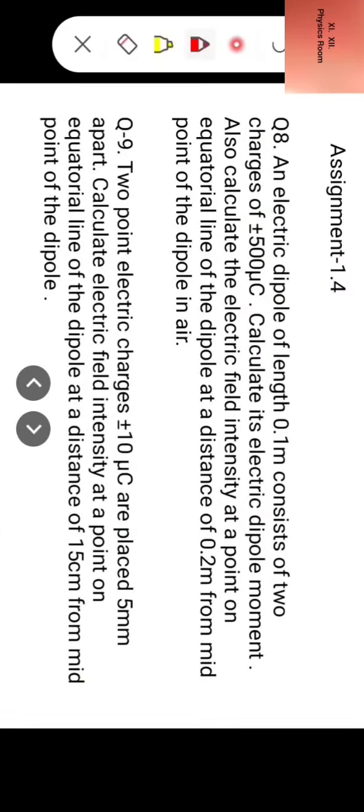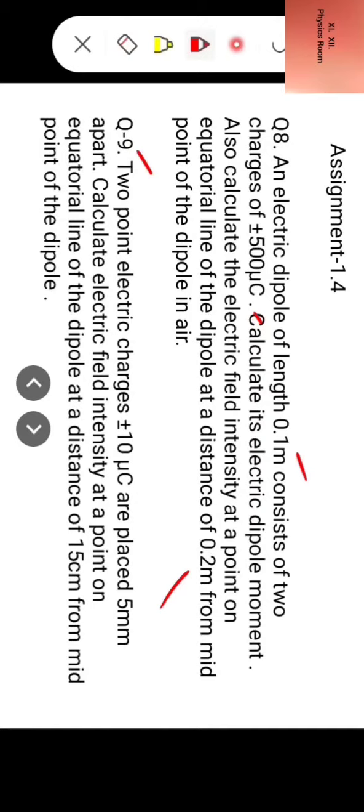Assignment 1.4 continued. Question number 8. An electric dipole of length 0.1 meter consists of two charges of plus minus 500 microcoulombs. Calculate its electric dipole moment. Also calculate the electric field intensity at any point on the equatorial line of the dipole at a distance of 0.2 meter from the midpoint of the dipole in air.